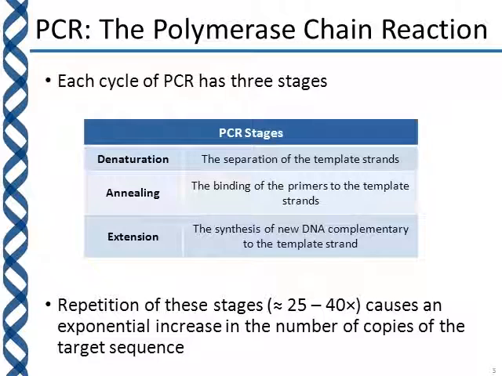A typical PCR cycle has three different stages. We refer to these as denaturation, annealing, and extension. During denaturation, the template strands separate. These are the two strands of the double helix DNA, and so those become single-stranded. And this is the DNA melting process that you may have seen in Lecture 0.